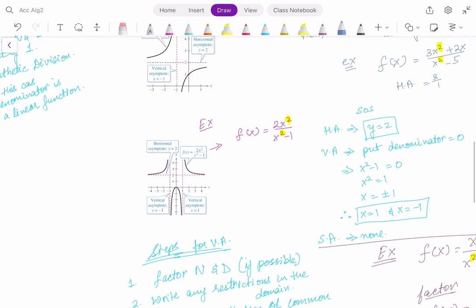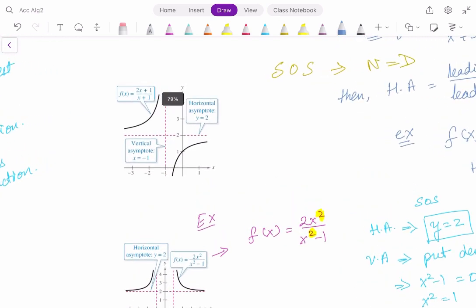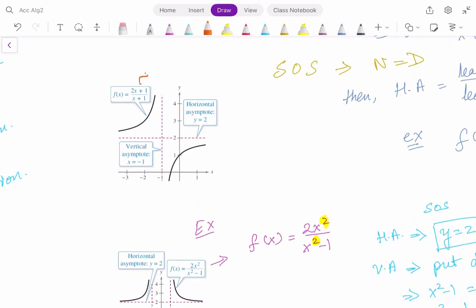Let's see if we have a graph for this function or not. I believe not. So let's find this one. Highest powers are the same. The horizontal asymptote will be 1. The vertical asymptote will be negative 1 because we are putting the denominator equal to 0. And the horizontal asymptote will be 2 divided by 1, which is nothing but 2, and we are using SOS.